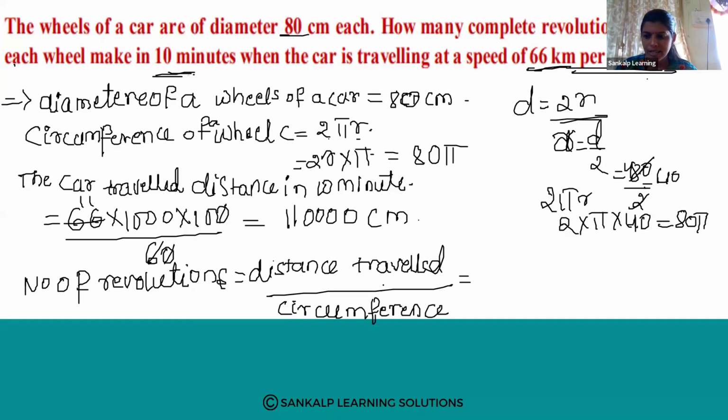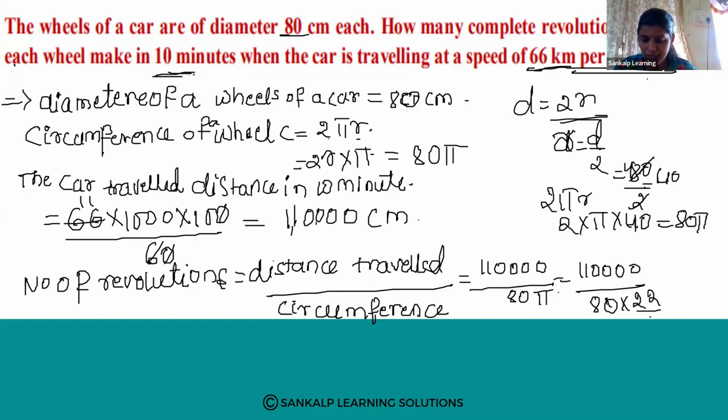Okay, so distance traveled is 1,10,000 divided by circumference, which is 80 pi. That means divided by 80 into pi value, which is 22 divided by 7, right? So when you transfer the 7 to this side, it becomes 2 3 4 into 7 divided by 80 into 22 into 22. So 0 0 will get cancelled.